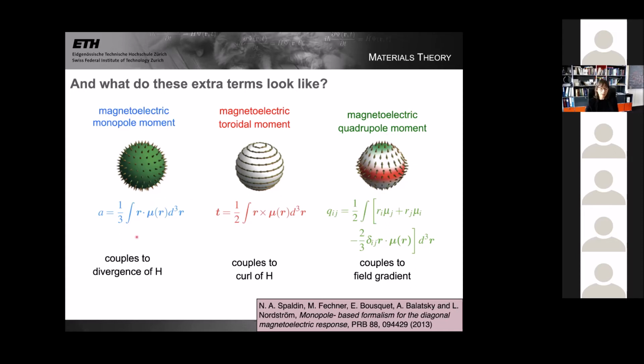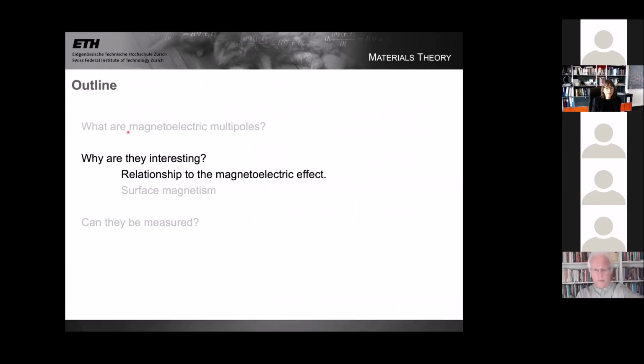And they couple in turn to the divergence of the magnetic field, the curl of the magnetic field, and the field gradient. So whenever I have a kind of magnetization texture that has this kind of distribution of the local magnetic moments, then I will have a non-zero magnetoelectric monopole moment in my system, and so on. Okay, so why are these interesting?